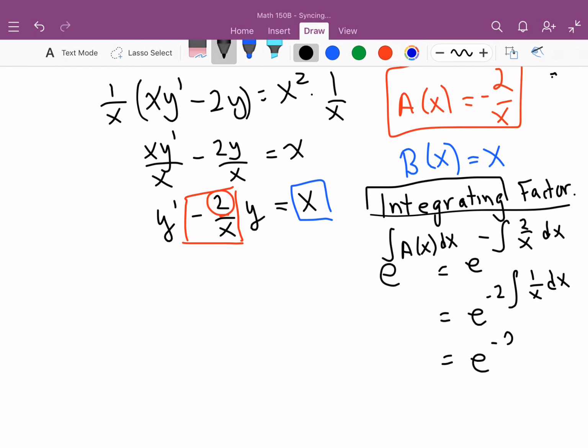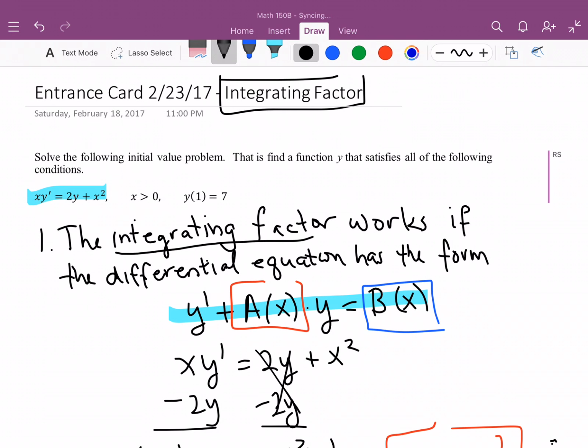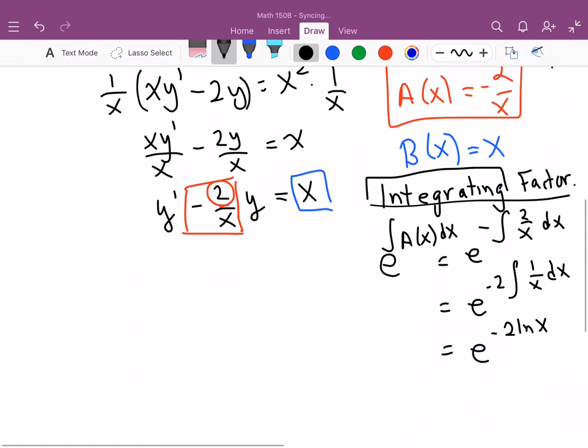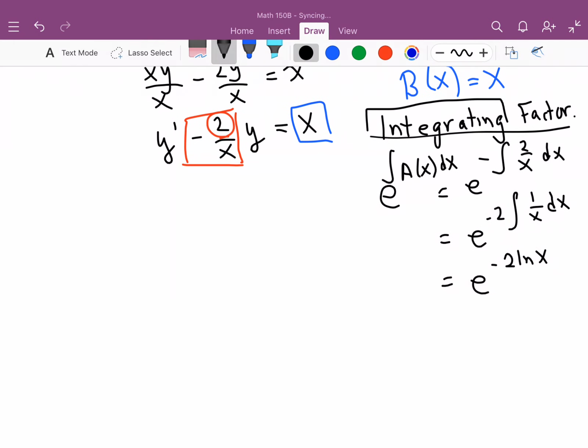E to the negative 2 natural log of x. I'm not putting absolute values, and I'm okay, because if you remember, x is positive, so I don't have to worry about absolute values. So I'm good. No mistake here either. Now you have to remember a little algebra, and looking at your quizzes, this is an area where we have to do a little bit of work.